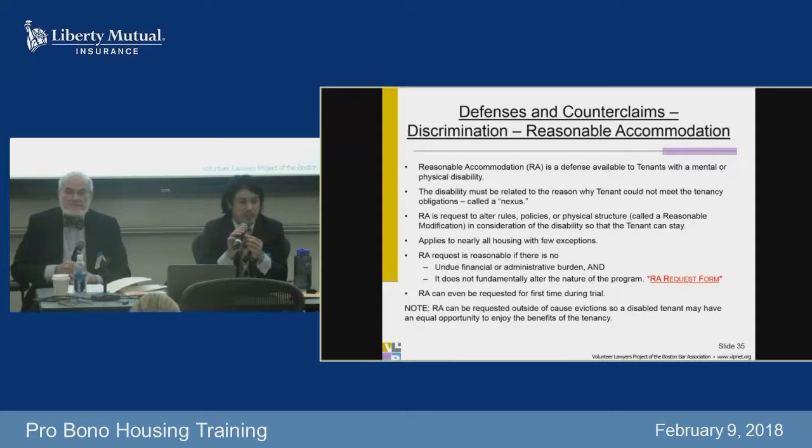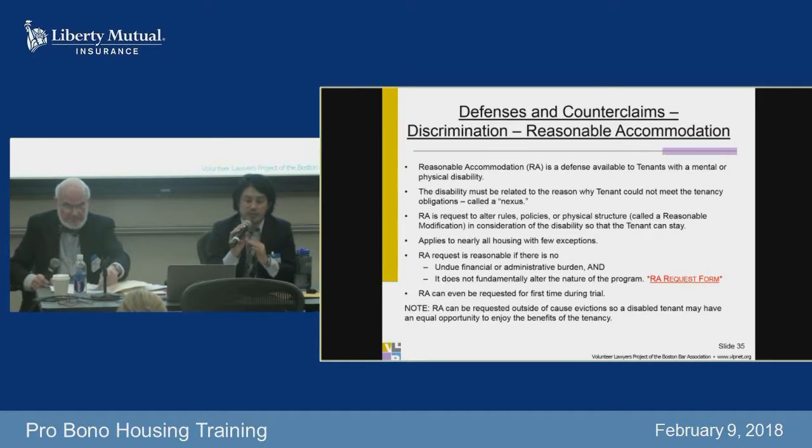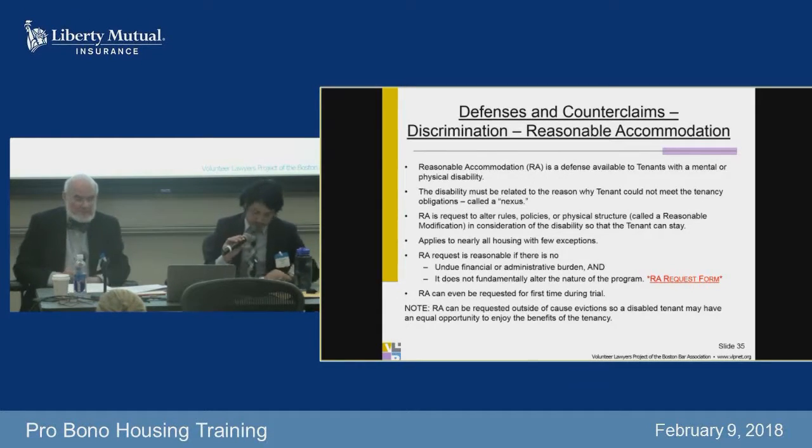So reasonable accommodation is a defense that's available when a tenant has a recognized mental or physical disability, and the disability is related to the reason why the tenant could not meet the tenancy obligations, right? That's called the nexus between the disability and the alleged bad behavior. So the reasonable accommodation itself is going to be a request to alter the rules or the policy or maybe even the physical structure in consideration of this disability so that the tenant can stay. So it applies to nearly all housing with very few exceptions. So be aware, if you see a tenant with a disability, that we're probably going to be alleging this and it's probably going to apply.